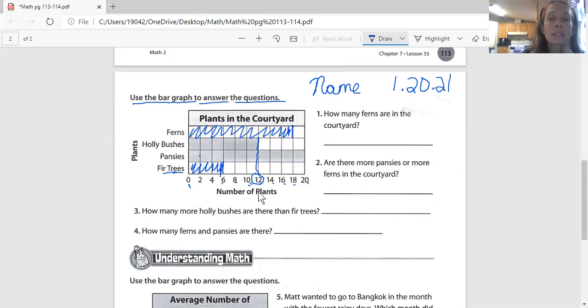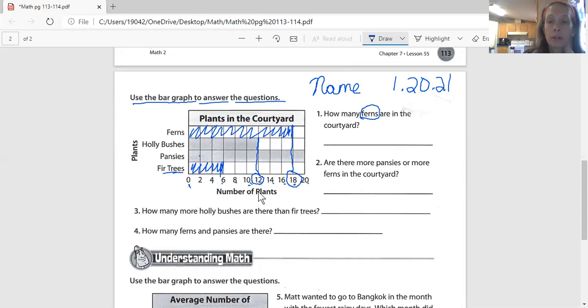So number 1 says, how many ferns are in the courtyard? And we're going to look over here at ferns, and there it is. There's ferns, and there is the end mark for ferns. So we trace the end mark for ferns all the way down, and I get this number, which is what?